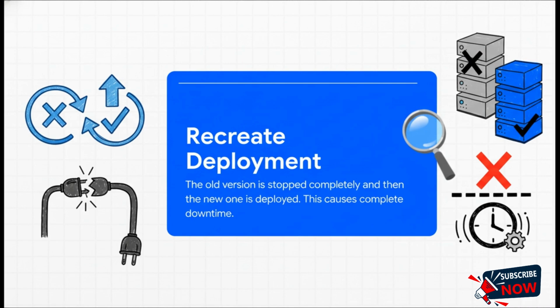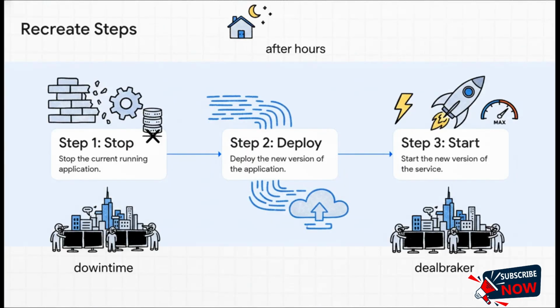Super straightforward, but it has one massive catch: downtime. While that switch is happening, your app is completely offline. The process itself is brutally simple. Step 1, stop everything. Step 2, install the new code. Step 3, start it all back up again. Now, this might be totally fine for a small internal tool you update at midnight, but for any website or app with live users, that downtime is an absolute deal breaker.